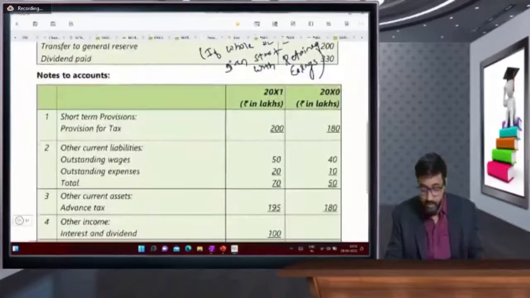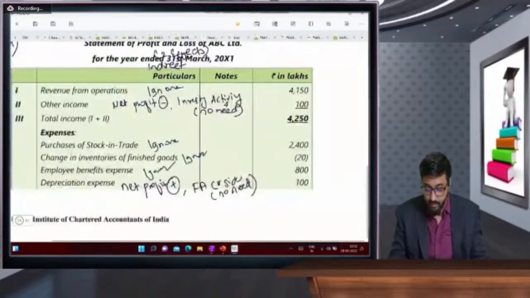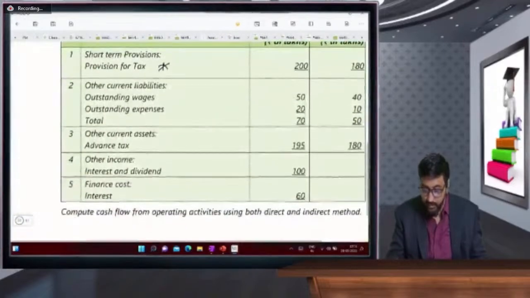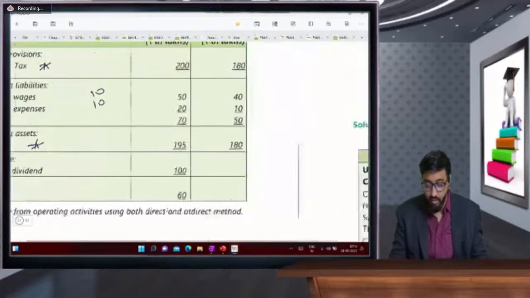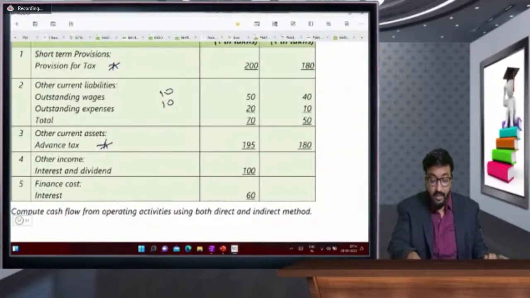Short term provisions, yes, we open this account. Other current liabilities, we consider it 20 rupees, but how are you getting the 20 rupees? 1010. So 1010. Advance tax, we open the account, and interest and dividend and finance cost. Okay, so you are required to prepare the statement for direct method and indirect method.